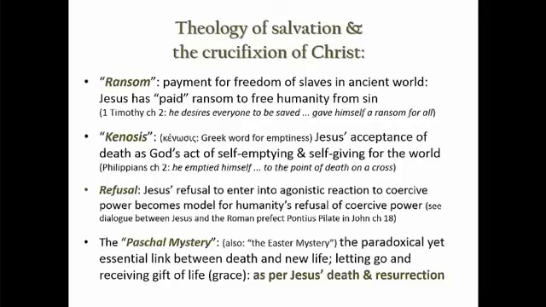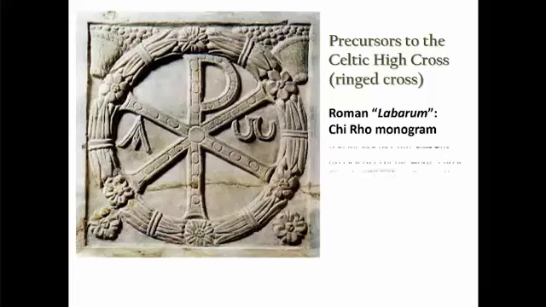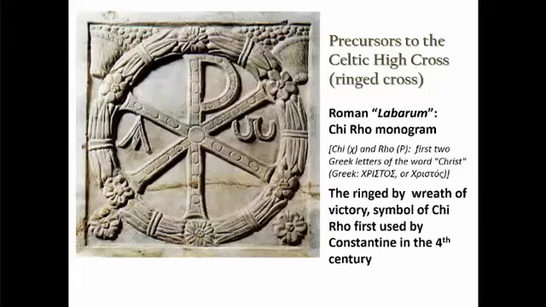The symbol which comes to be utilized in regards to these four readings of the crucifixion narrative is the ringed cross. This is a precursor to the Celtic high cross, known as the Roman labarum, or the Chi-Rho monogram. Note the use of chi, or x, and rho, p, which, as mentioned in Lesson 7, are the first two Greek letters of the word Christ, or Christos. The Chi-Rho is encircled by a wreath of victory, and was first used by Constantine in the 4th century.